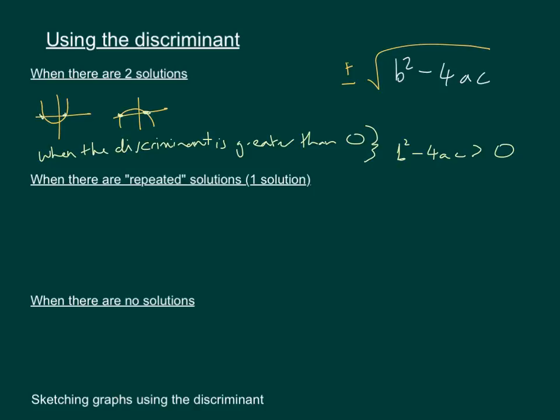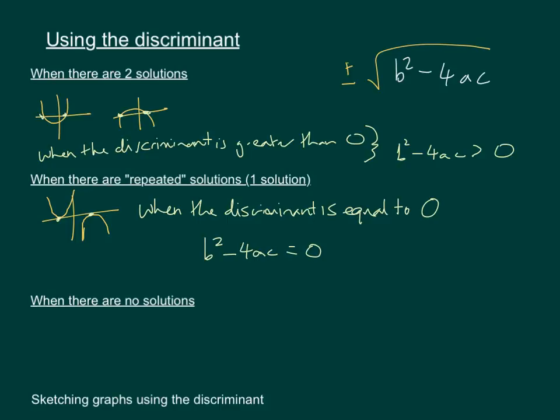There are going to be repeated solutions, or one solution, in a certain scenario, and that's where the graph looks something like this. If it's a positive, it just touches, and same with a negative, it just touches the x-axis at one point. So those are the one solutions, and that's when the discriminant is equal to 0. And then there are also times when there are no solutions, and that's when, if you had a positive quadratic, it wouldn't cross the x-axis, and same with if you had a negative one, it would all be below the x-axis, so there'd be no solutions. And that's when the discriminant is less than 0.